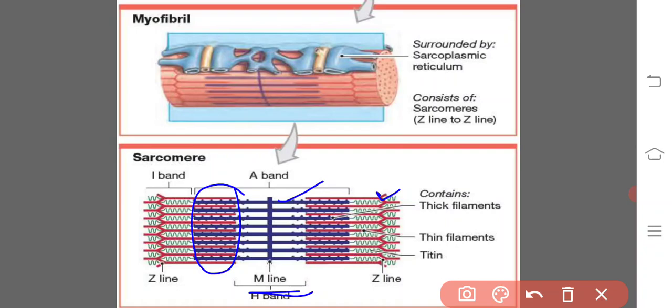In the middle, a dark line called the M line is in the middle of the H zone and consists of delicate filaments that attach myosin filaments to the center of the sarcomere. The M line helps hold the myosin filaments in place, similar to the way the Z disc holds actin filaments in place.